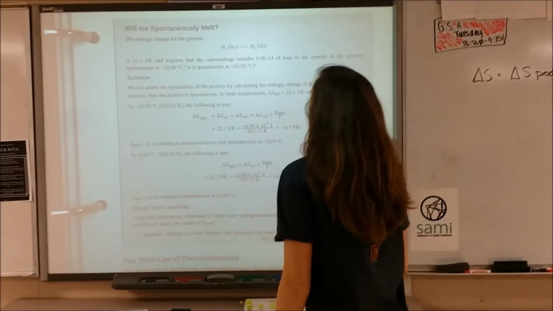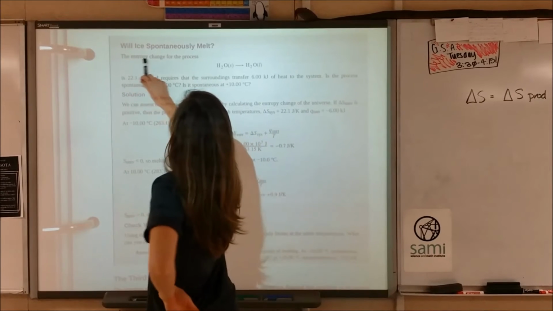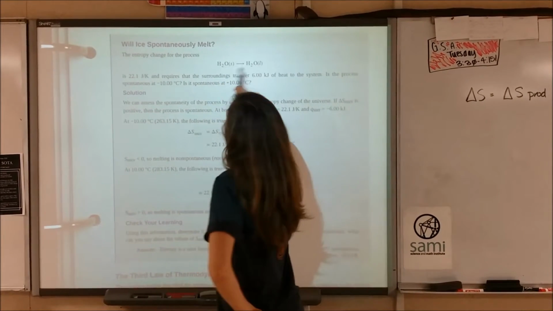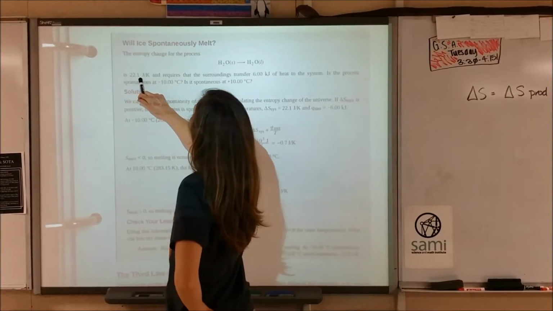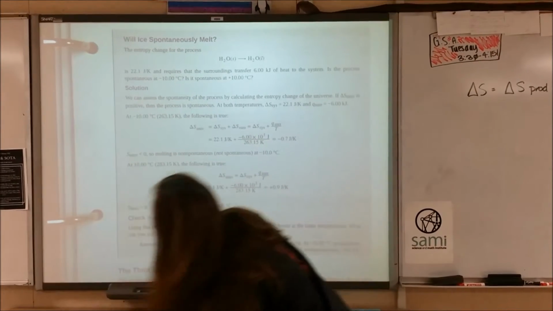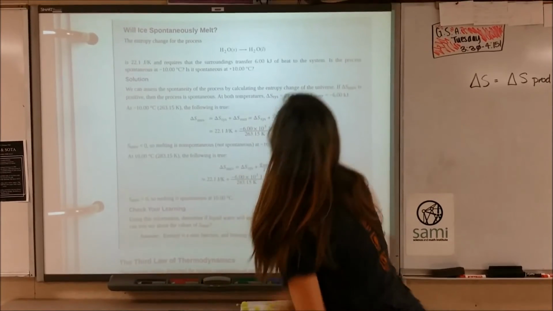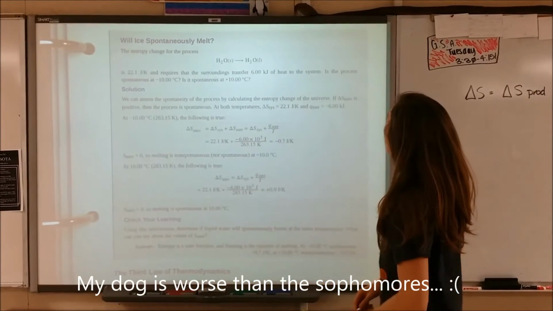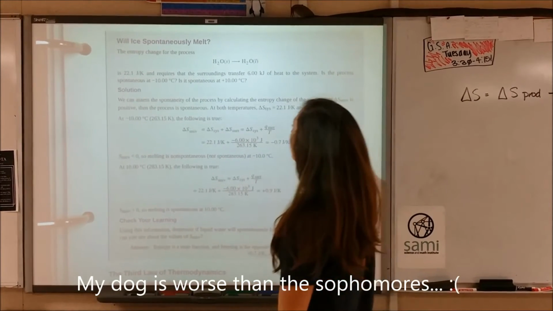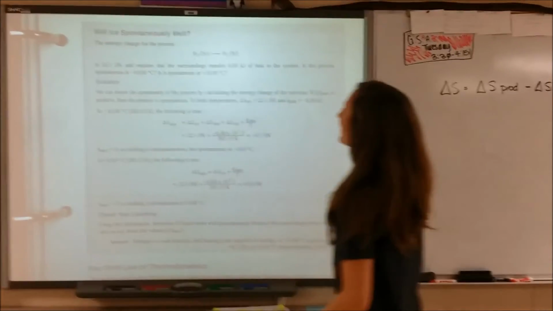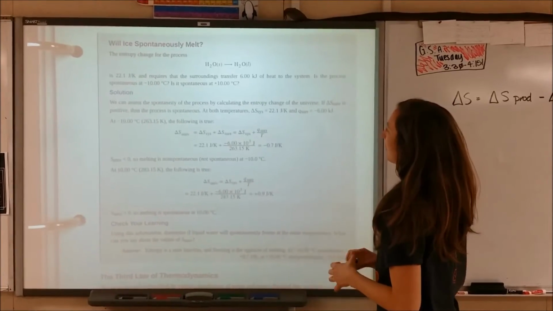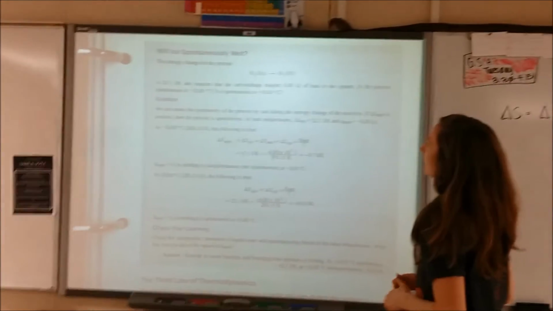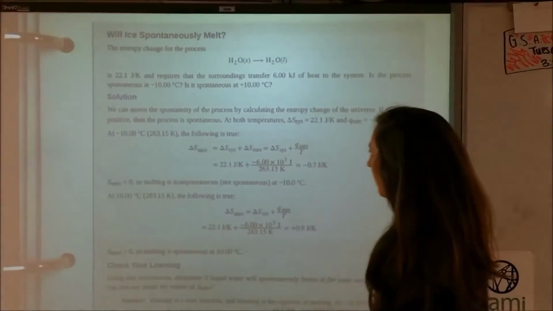All right, so the entropy change for this process, the solid to liquid, is 22.1 joules over Kelvin, and requires that the surroundings transfer 6 kilojoules of heat into the system. Is the process spontaneous at negative 10 degrees Celsius? And is it spontaneous at positive 10 degrees Celsius?